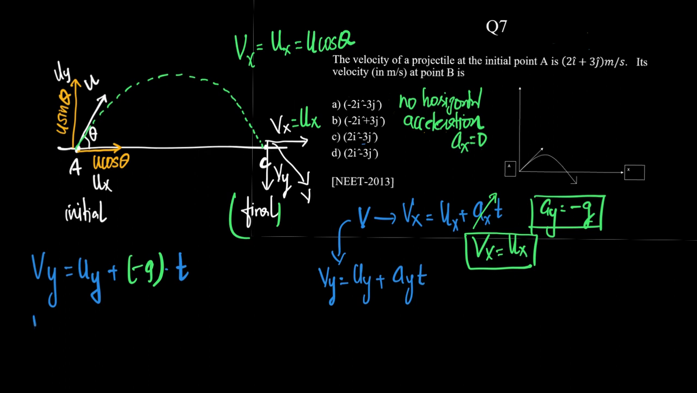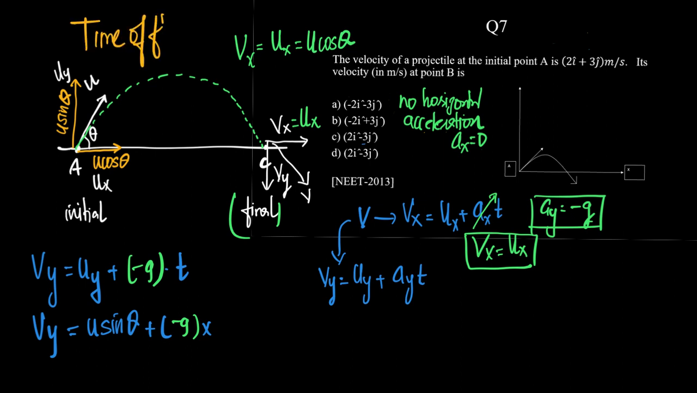Right? Now, what is uy? Uy, we know it is u sine theta. So this becomes u sine theta minus g into t. What we need to understand is the object was in initial position at A. When it completed the motion, it is in the final position now. So when it has completed the motion, what does t stand for? T stands for the time of flight, because this is a projectile motion, right? So t stands for the time of flight.